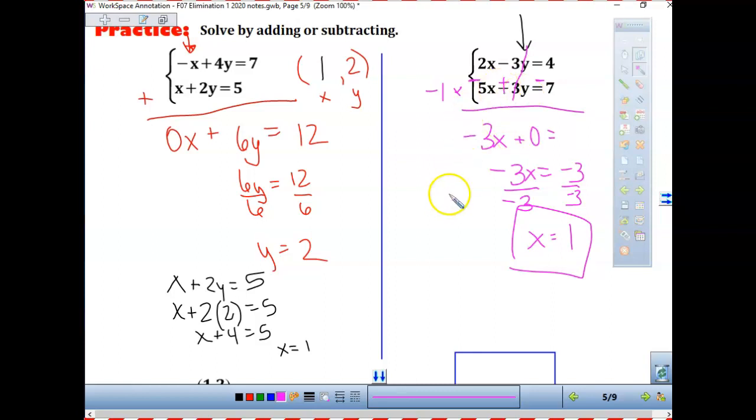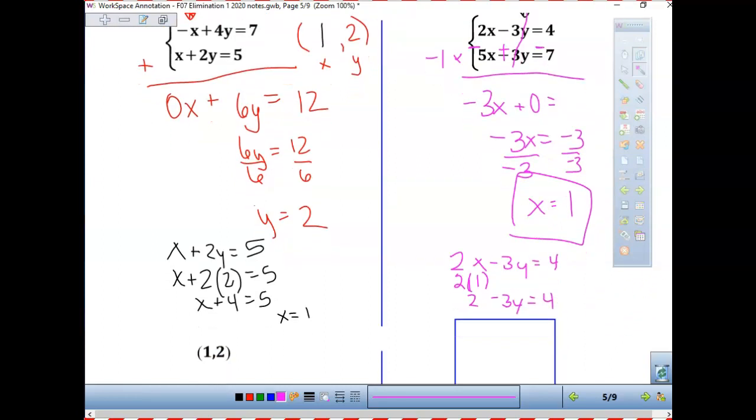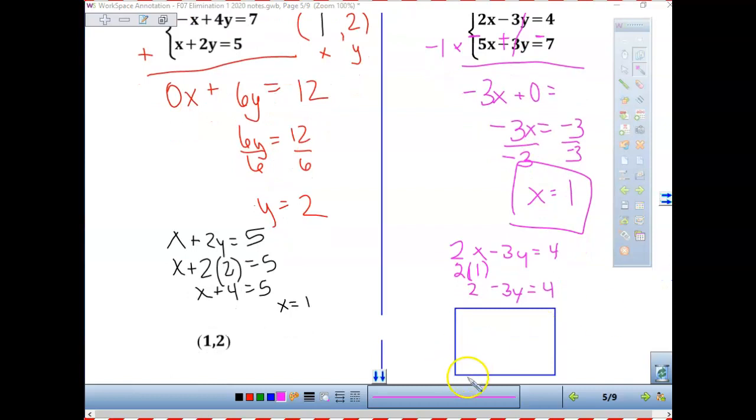But looking at x equals 1, right? Does it matter which equation I go to? No, they both work. So if I go to the first equation, 2x minus 3y equals 4, I'm going to have 2 times 1. 2 times 1 is 2. Minus 3y equals 4. If I'm going to continue solving that, my next step, Ayad, would be to do what to get y by itself?